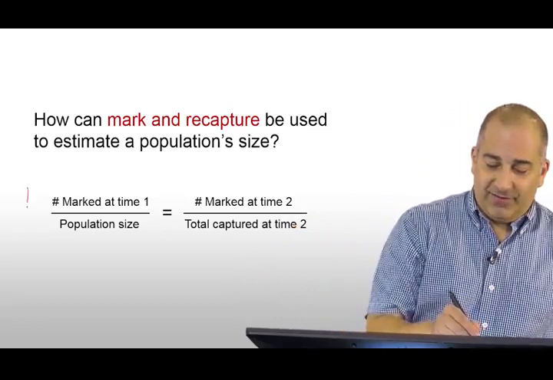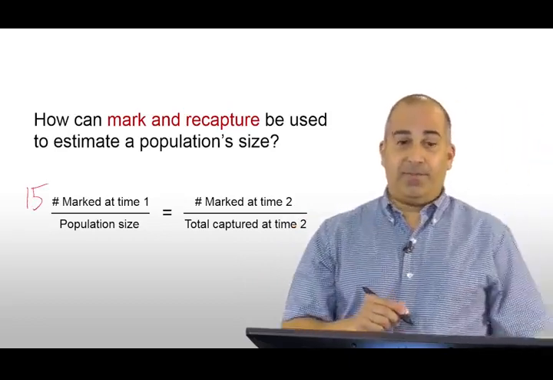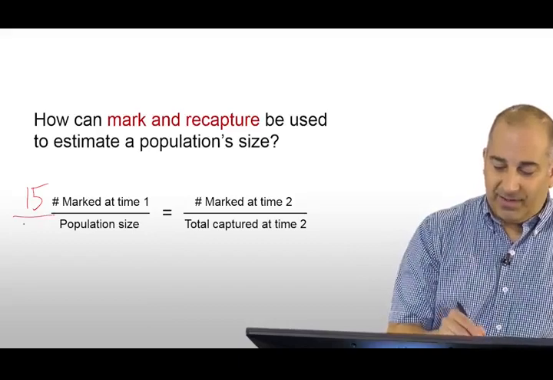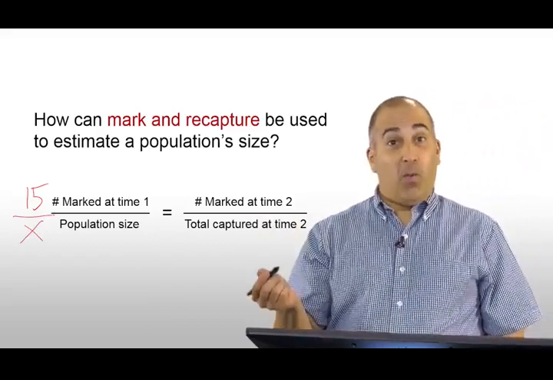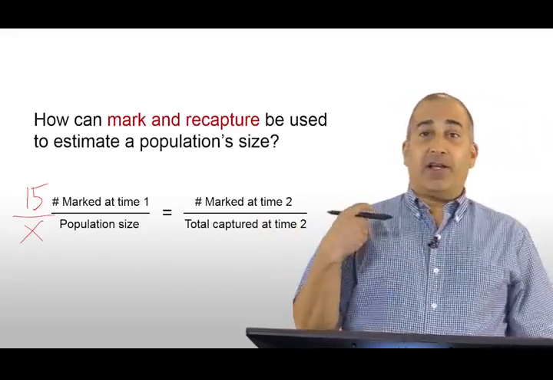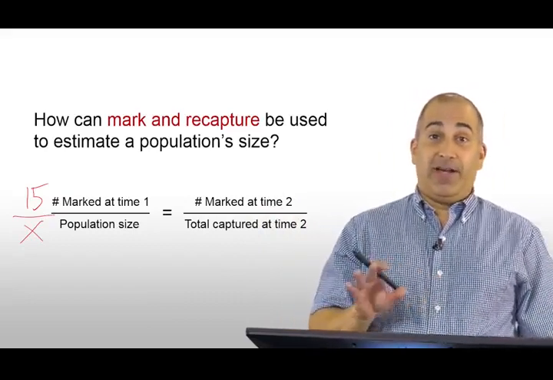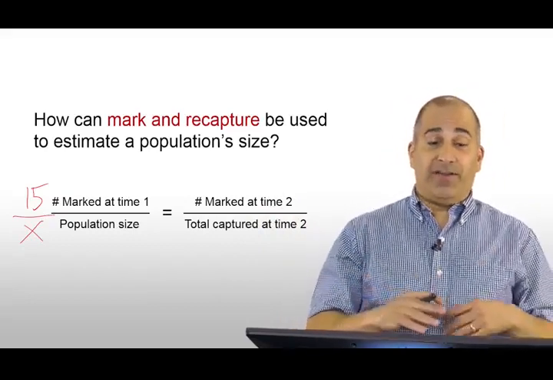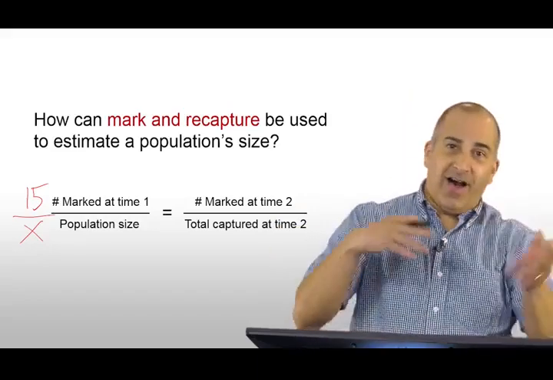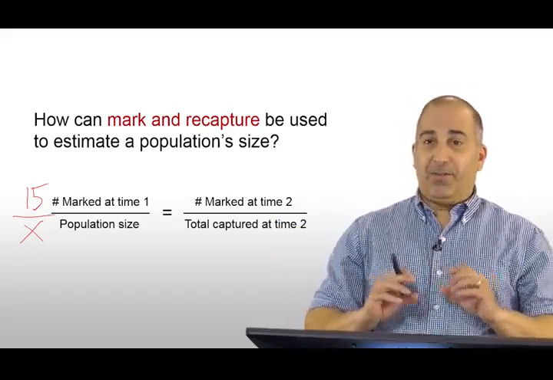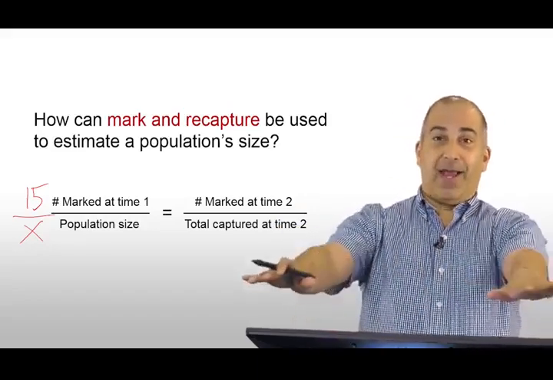So I managed to catch 15 animals the first time, and I marked them, right? I don't know the population size. We'll make that X. That's what I want to know. Then I come back a week later, right? A week later is enough time to assume that all the animals that I collected have gone about their daily lives, and they've mixed back into their animal habitat.